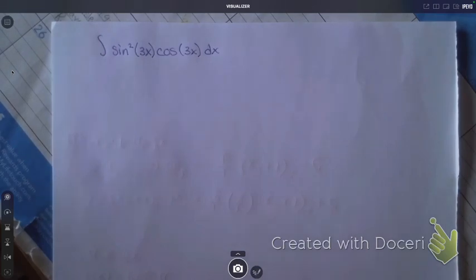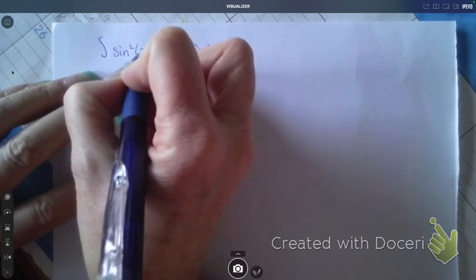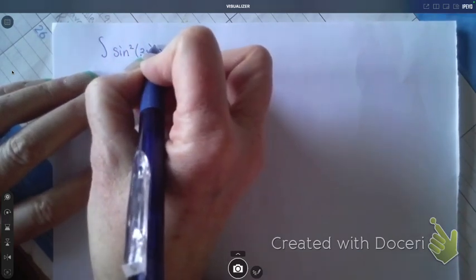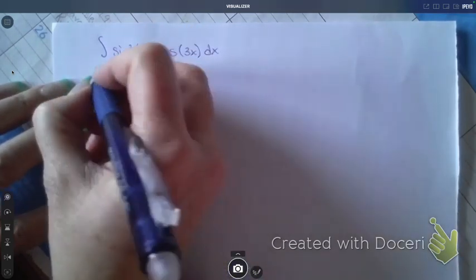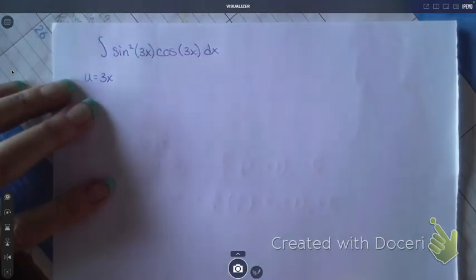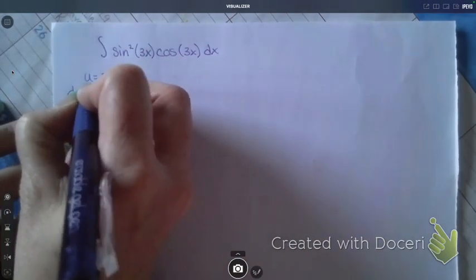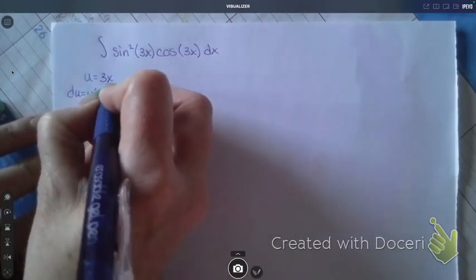Okay, so remember that this really is sine of 3x squared, yes? So u would be 3x. So du, which is equal to u prime, would be 3.